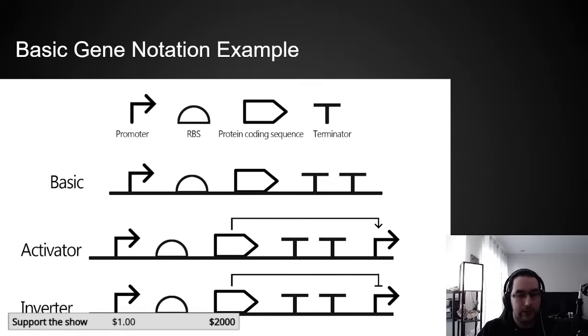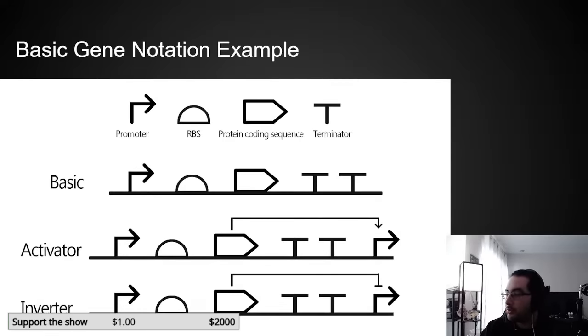You'd draw it like this, where you've got your arrow and then your half circle and then your protein coding sequence and then a pair of terminators. But you would usually put a part number or some sort of descriptor of the thing. So if it's a ribosome binding site, you'd say ribosome binding site. And if this is a known part, you write the name of the part underneath it.